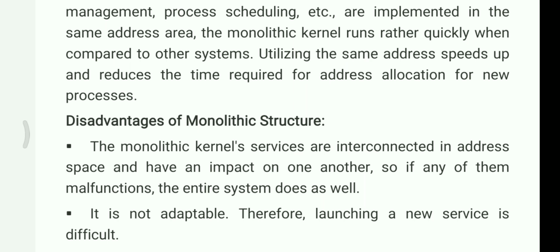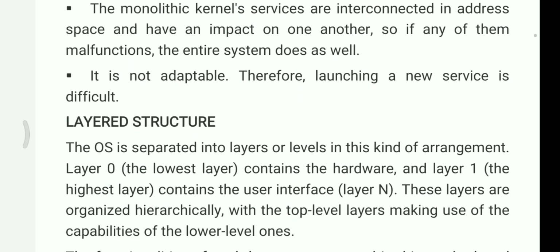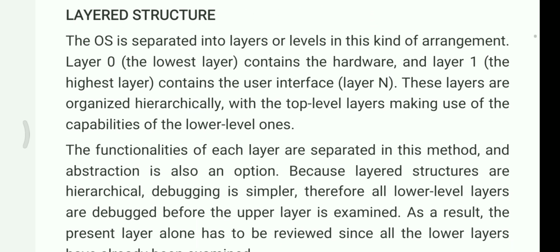What are the disadvantages? The monolithic kernel services are interconnected in address space and have an impact on one another. So if any of them malfunctions, the entire system does as well. It is not adaptable. Then layered structure.